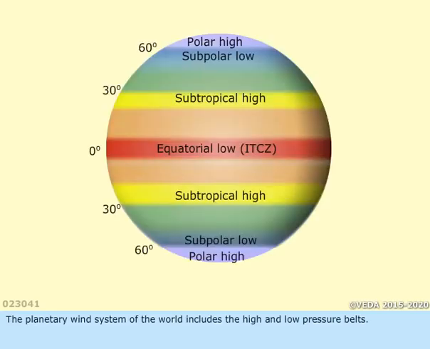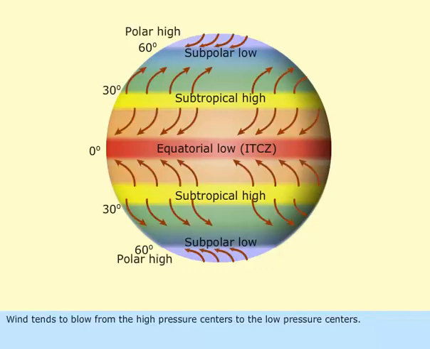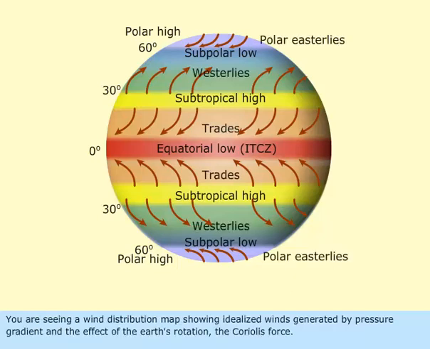The planetary wind system of the world includes the high and low pressure belts. Wind tends to blow from the high pressure centers to the low pressure centers. You are seeing a wind distribution map showing idealized winds generated by pressure gradient and the effect of the Earth's rotation, the Coriolis force.